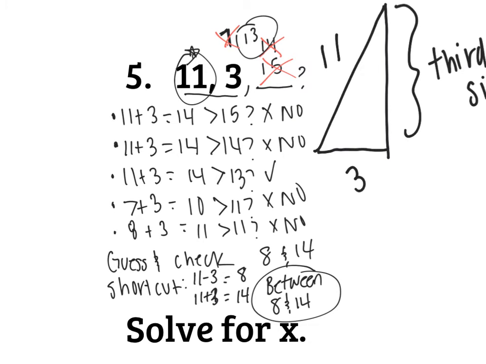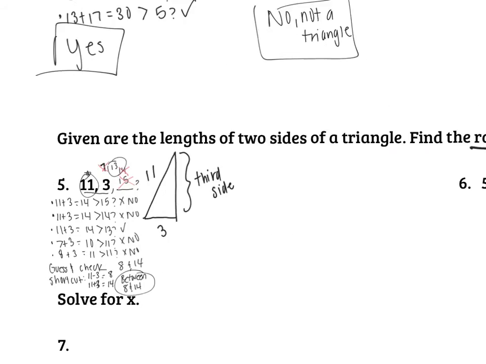All right, and again, I know that this looks hard and it looks confusing because this is a new concept and because it feels like a lot of guess and check. But again, use the shortcut and you will not go wrong, okay? It can't be bigger than the sum of the two sides that are given, and it cannot be smaller than the difference. So you need to find the difference and you need to find the sum, and that is your range. So that's what you'll do for number 6.